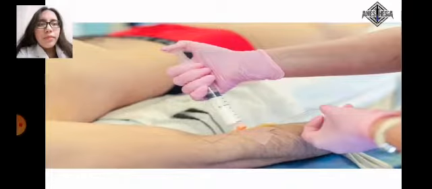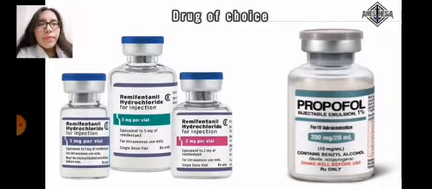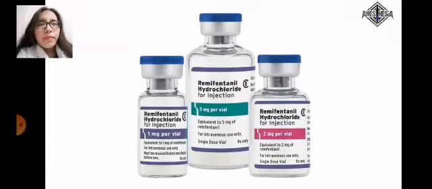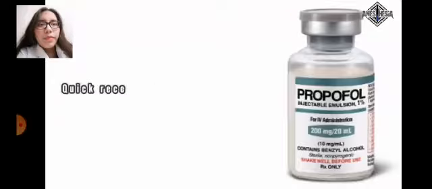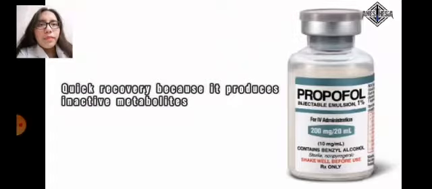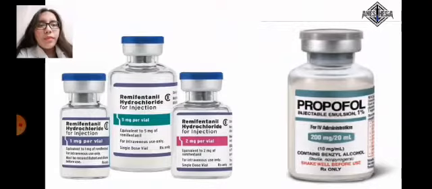The drugs of choice for total intravenous anesthesia are propofol and remifentanil. Remifentanil is an opioid agonist with rapid onset and peak effect with short duration. Propofol gives quick recovery because it produces inactive metabolites. So these two drugs are the drugs of choice for TIVA.